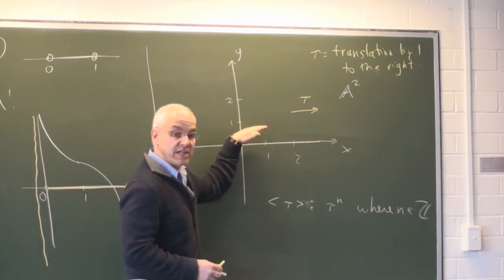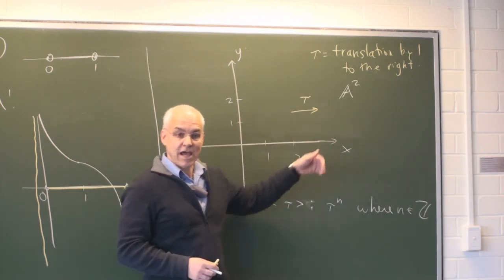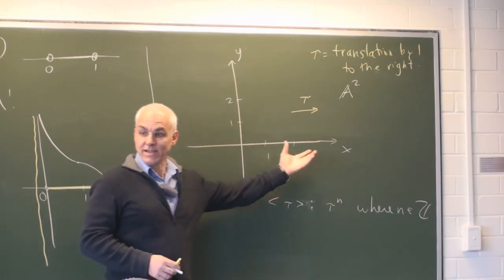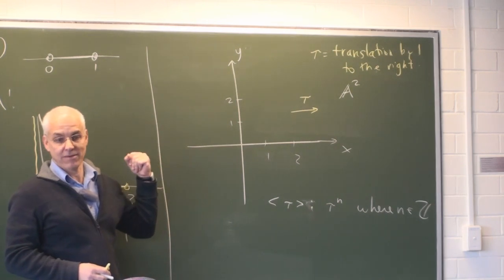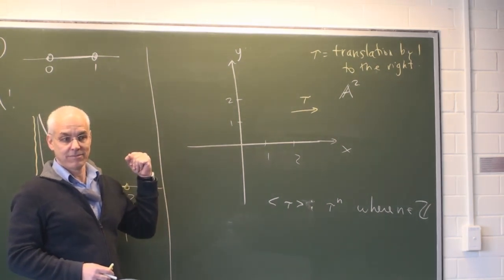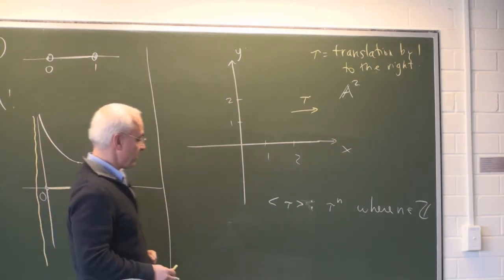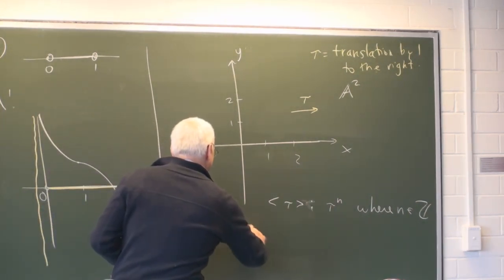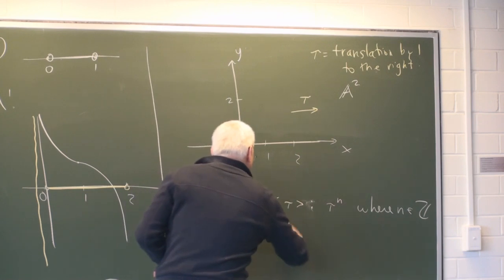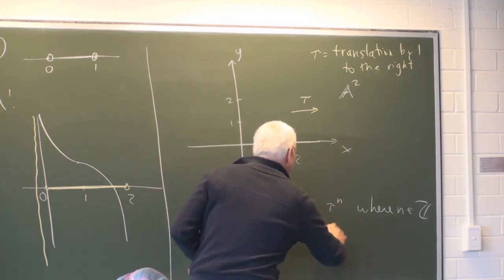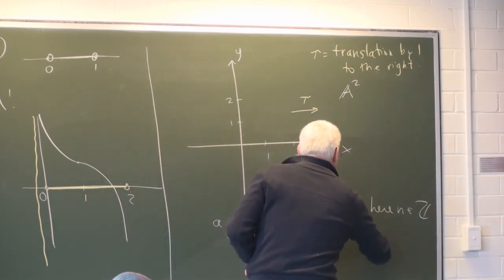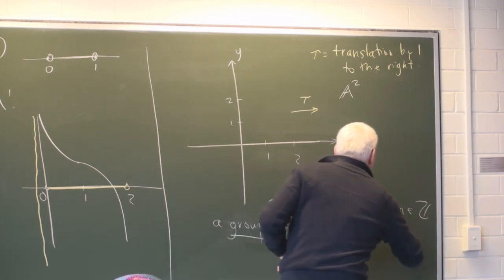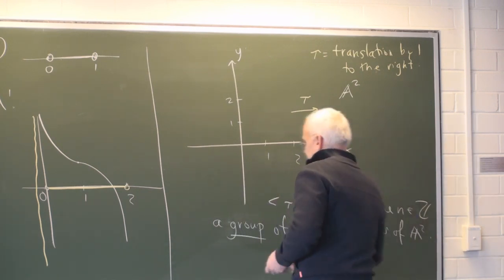So tau squared, for example, will be translation by 2. Tau to the minus 3 will be translation to the left by 3. It's just an example of a very simple group. This is a group of transformations, in this case, of our affine space A2.